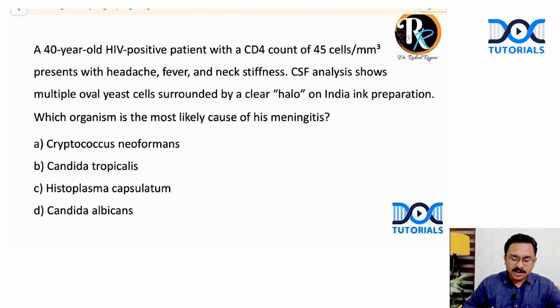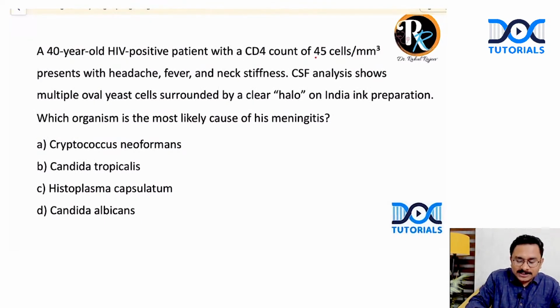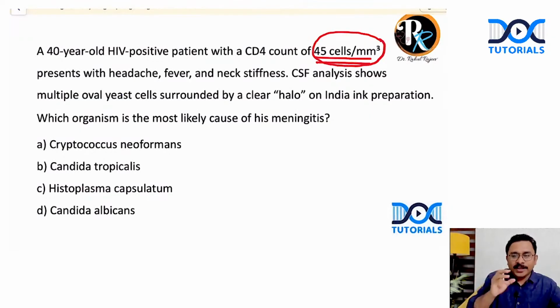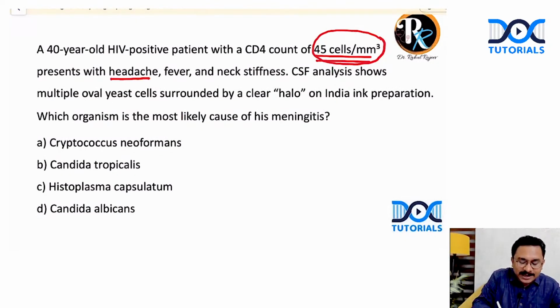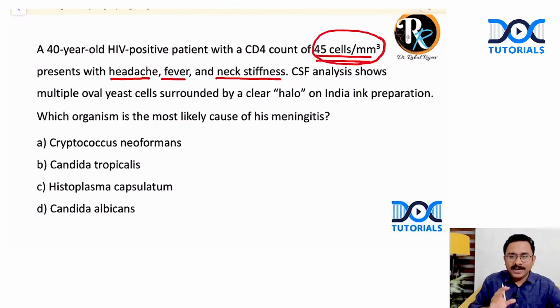A 40-year-old HIV positive patient with a CD4 count of 45. So what does that mean? HIV patient with low CD4 count. And low CD4 count means when you get such a question in FMG exam, it always means that the patient is at risk of developing opportunistic infection. So the patient has developed headache, fever, and neck stiffness, right? So maybe we are considering a meningitis here. So what sort of meningitis could this be? Let us look at the CSF analysis.